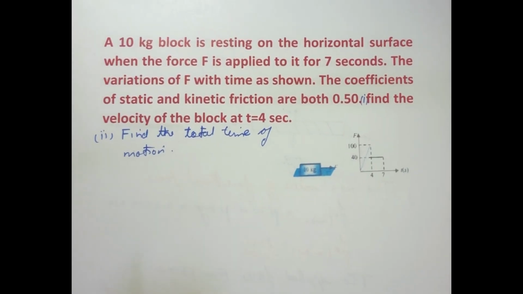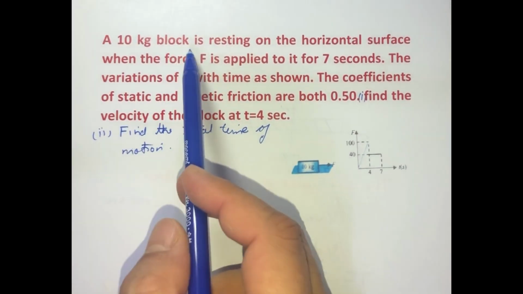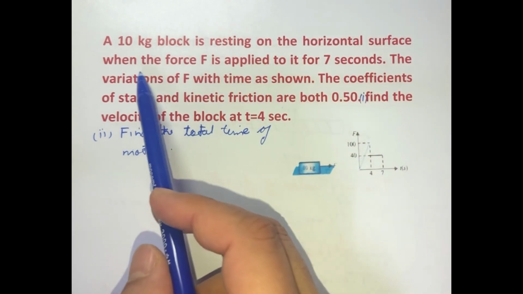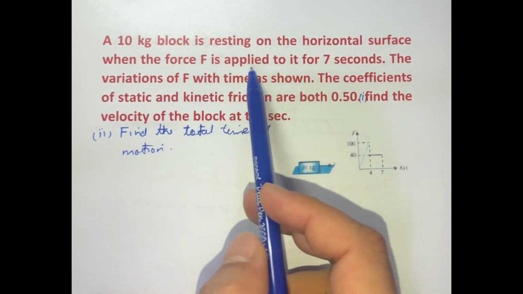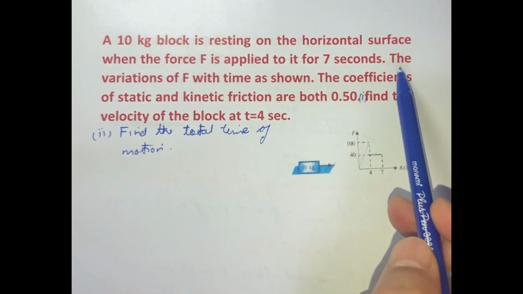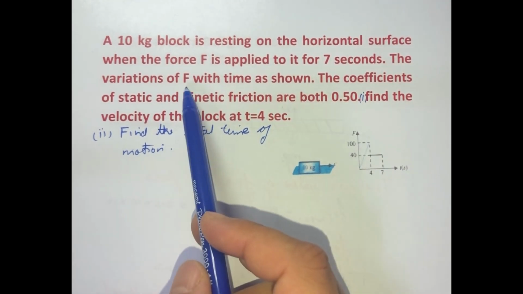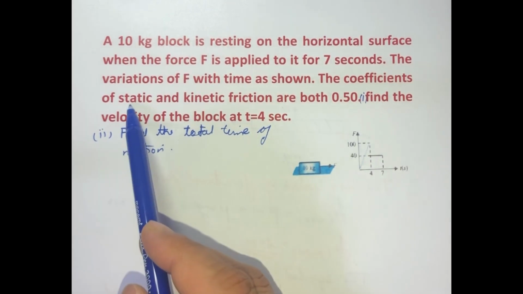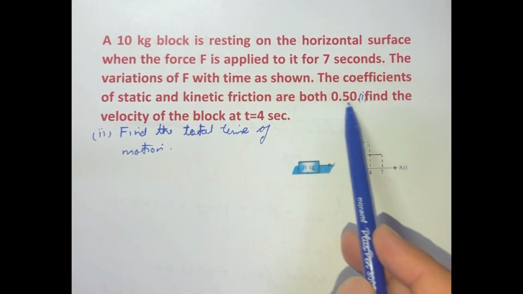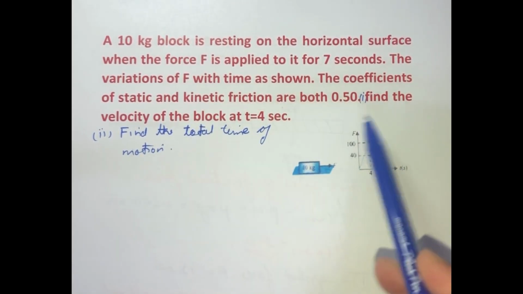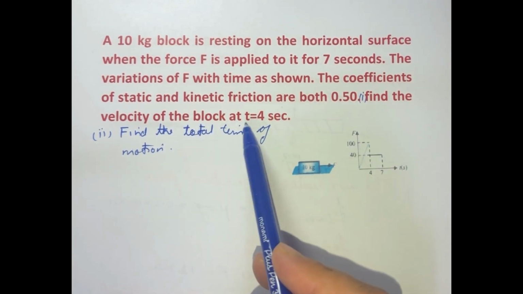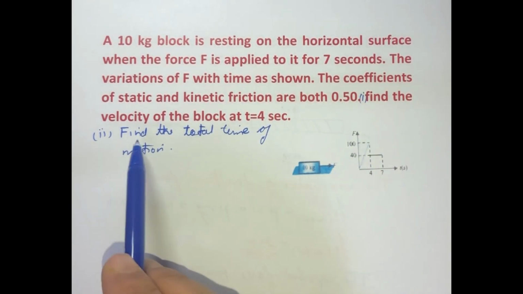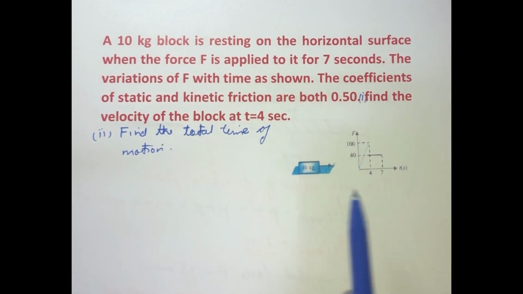Hello friends, in today's question, a 10 kg block is resting on the horizontal surface. When a force is applied to it for 7 seconds, the variation of force F with time is as shown. The coefficients of static and kinetic friction are both 0.5. So we have to find two things. First, find the velocity of the block at t equal to 4 seconds. And second, find the total time of the motion.